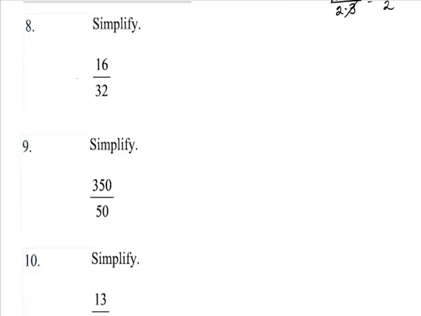How are we going to do this one? Well, we could do prime factors. We can do just factors, common factors. They're both even. So suppose we divide both the top and the bottom by 2. You can always whittle it down. 16 divided by 2 is 8. 32 divided by 2 is 16. They're still both even. Let's divide by 2 again.